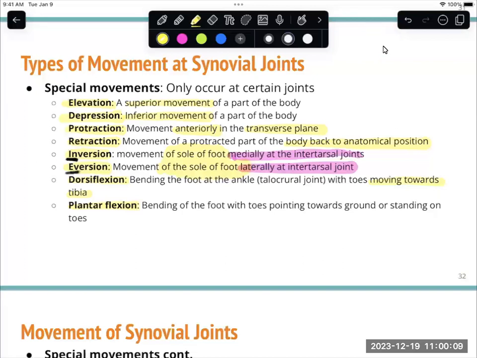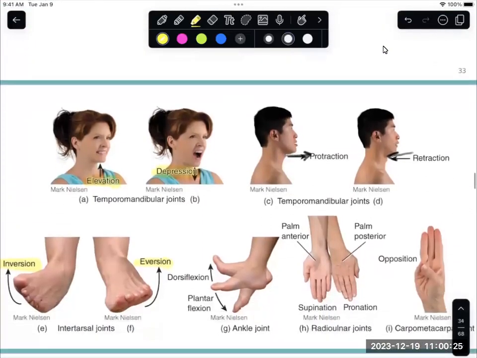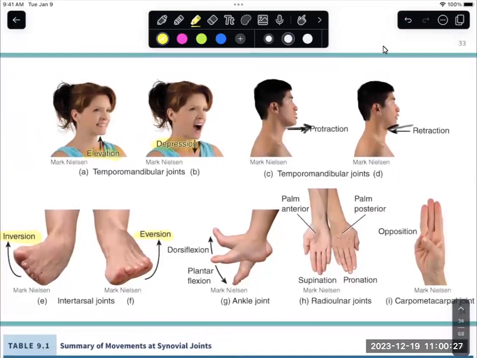Plantar flexion is pointing your toes towards the ground or standing on your toes. So when you stand up on your toes to look up over something or look at something that's high up, that is plantar flexion. Your book only shows the dorsiflexion example, where your toes are coming up towards that shin. Plantar flexion is pointing your toes down towards the ground, or when you stand up on your toes to look at something.